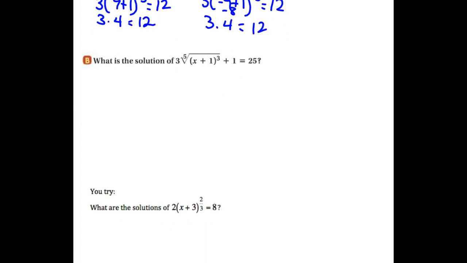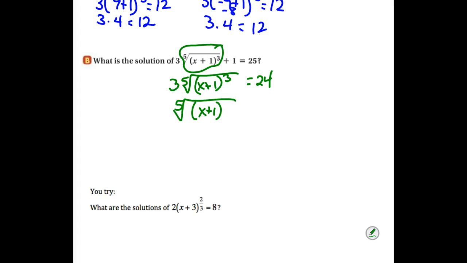All right, what did you do first? Okay, subtracted the 1. Again, we're trying to isolate that part, correct? So subtracting the 1. Then what? Divide by 3. So we have the 5th root of this quantity to the 3rd power equaling 8.